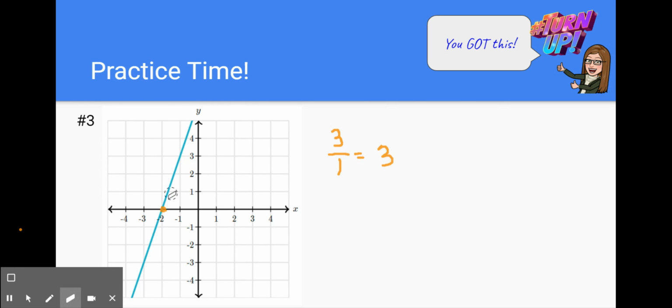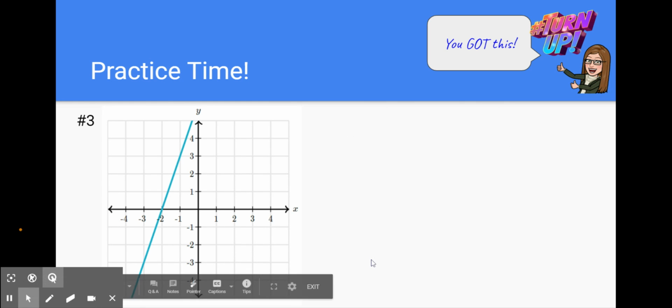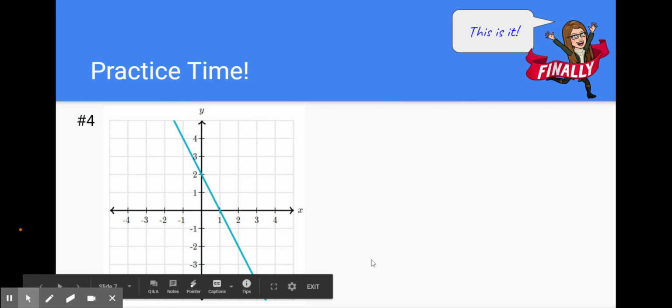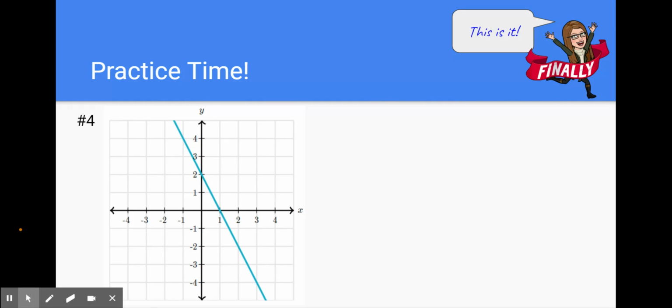All right, I got one more coming at you. Get rid of this drawing. All right, here we go. Pick 2 points on the line. Find the slope. Feel free to pause the video so you have enough time.